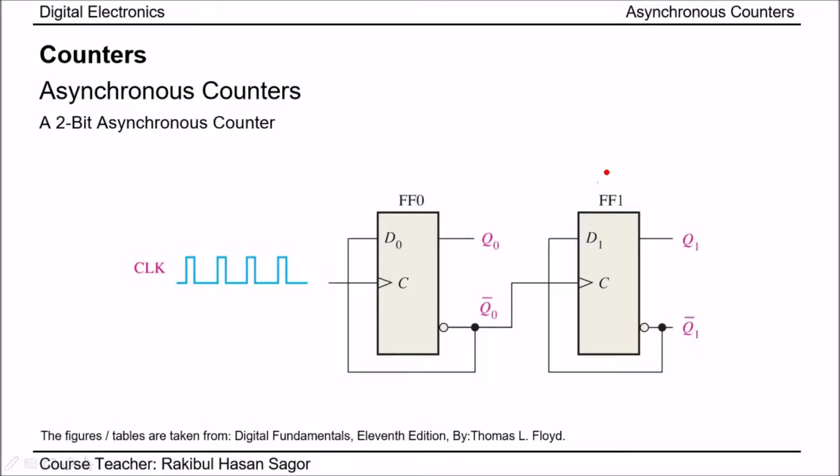Now things are a bit easier if the designing is done using JK flip-flop or T flip-flop. In JK flip-flop and T flip-flop, we can have this type of toggling operation without taking feedback from the output side. Let's design this type of asynchronous counters using JK flip-flop.